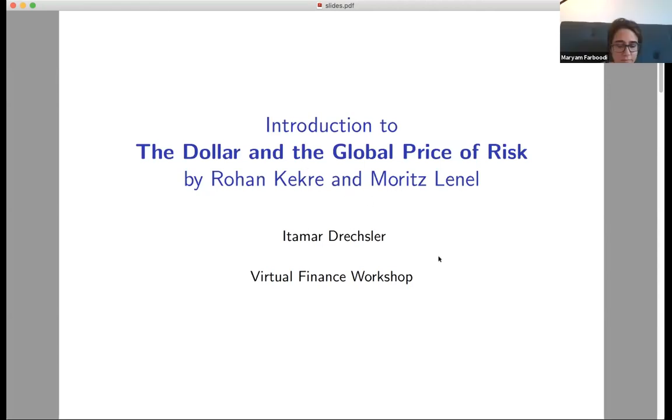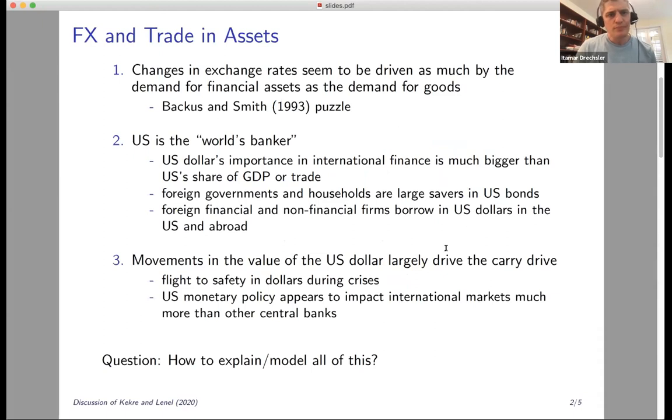The name of the paper is The Dollar and the Global Price of Risk. I'll just say a few comments at the outset, big picture comments about the area that the paper is in. There's a large and growing literature that's been revived in recent years, trying to understand determinants of exchange rates. The literature on exchange rates has a long and illustrious history.